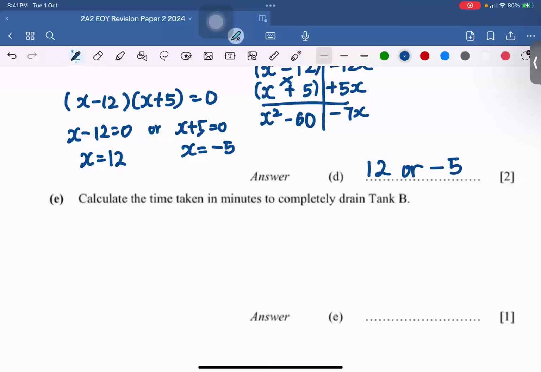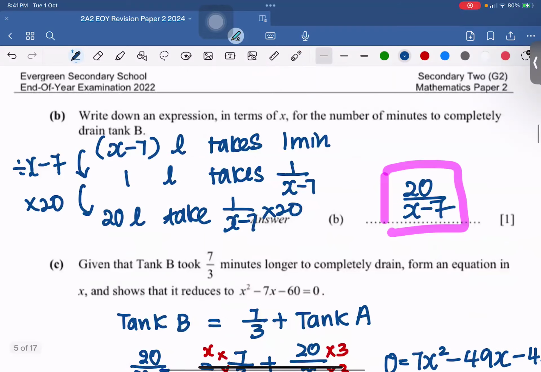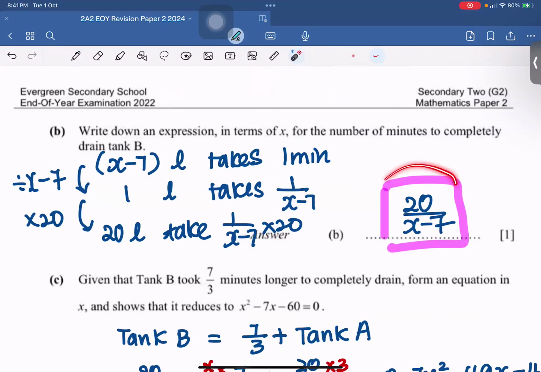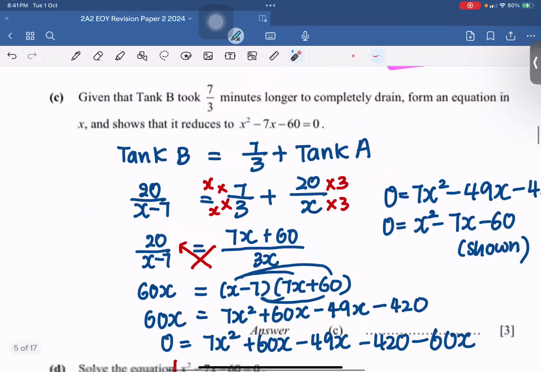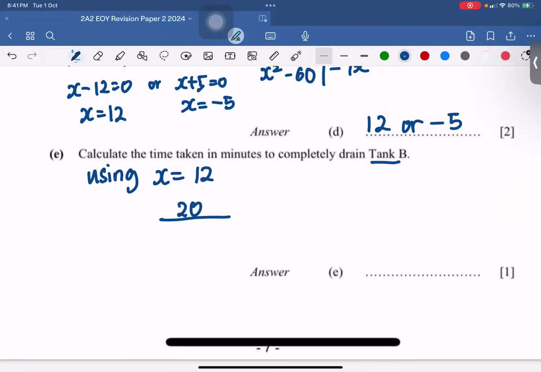If I'm going to calculate time now, which x value should I use? 12. Because x is an amount of water, right? There is no negative amount of water. Yes, correct. There's no negative volume of water. So in this case, we use x equals 12. They want completely drained tank B. Tank B, the time taken was 20 over x minus 7. So I'm going to use this. So 20 over x, which is now 12, minus 7 minutes.